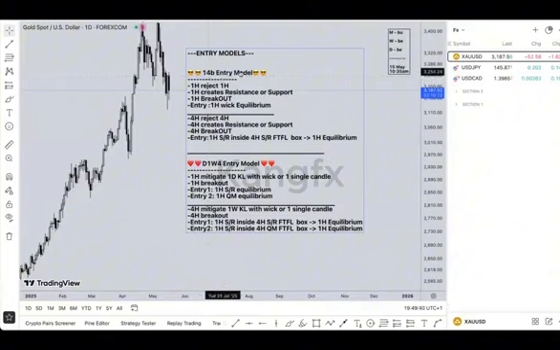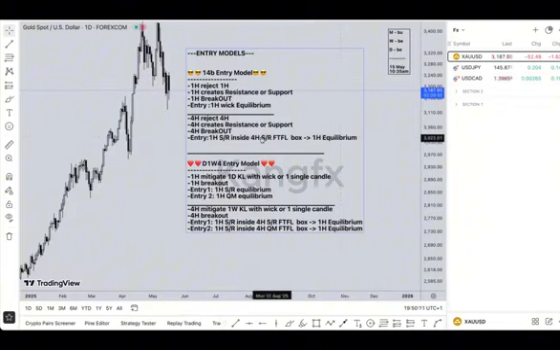Now, in the 14B entry model, it was 1 hour rejects 1 hour, 1 hour creates resistance or support, and 1 hour breakout. Then our entry is on the 1 hour weak equilibrium. Well, we have 4 hour rejects 4 hour, 4 hour creates a resistance or support, 4 hour breakout. Then we have our entry where 1 hour support or resistance is inside the 4 hour support or resistance FTFL box, then the 1 hour equilibrium.